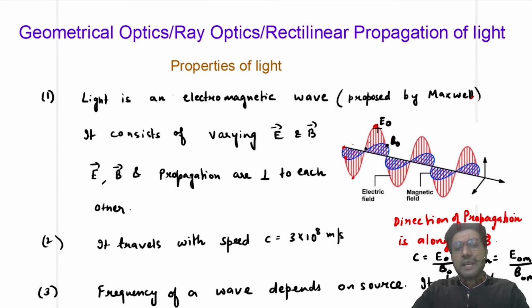And in a medium, the amplitude of electric field oscillation is E naught m, and the amplitude of magnetic field oscillation is B naught m. M stands for medium. Then the speed of light in medium is E naught m by B naught m.